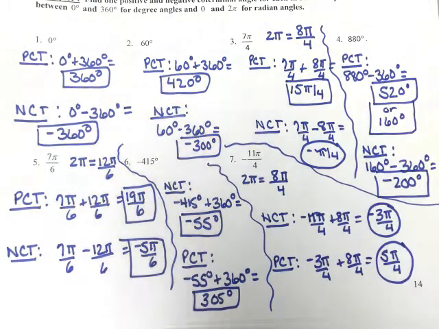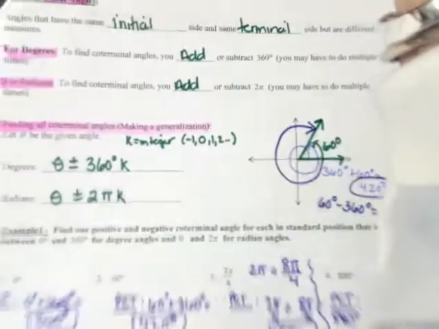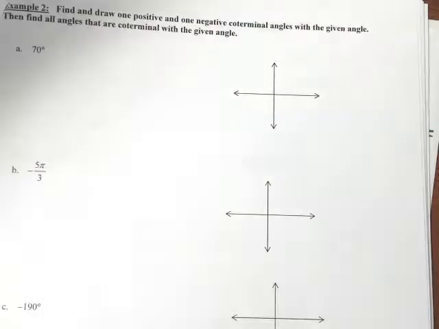The idea is you want to find the smallest positive or negative coterminal angle as possible, either between 0 and 2 pi or 0 and negative 2 pi. So that's how you can find coterminal angles, whether you are in radians or degrees.